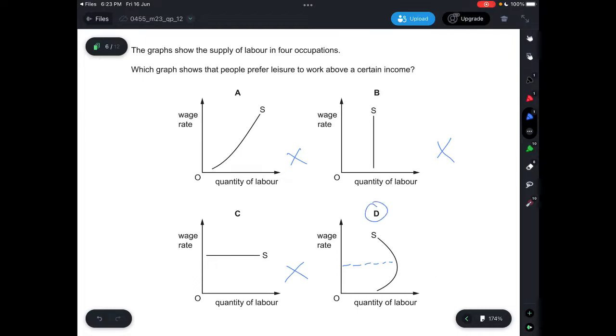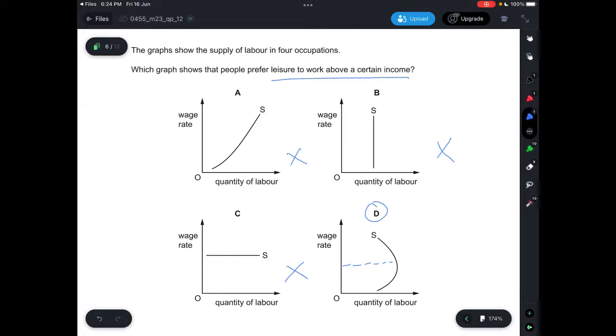Because for all the others, for B, for example, there's no increase in quantity, but at the same time, there's no decrease in quantity of labor. The quantity of labor remains the same. That means that people still work, but the quantity of labor supply will not increase. C, even though there's an increase or decrease in the quantity of supply, the wage rate remains the same. So basically, there's no preferring leisure to work above a certain income. The income is the same, so that's why it's not correct.